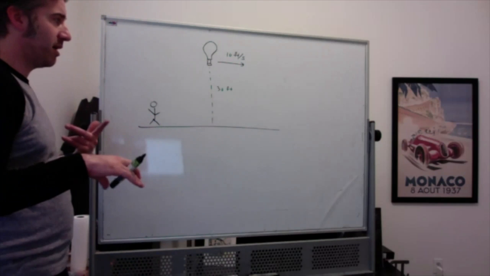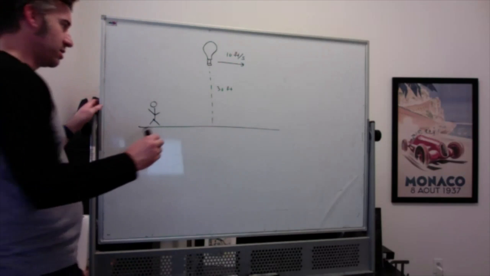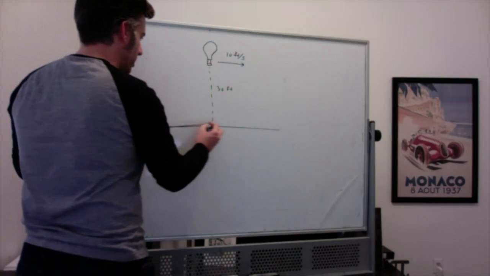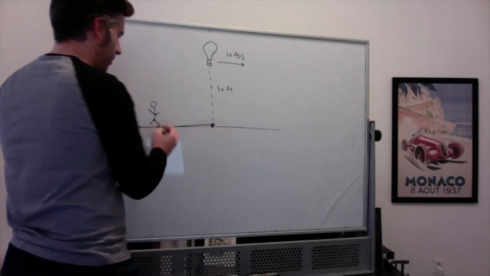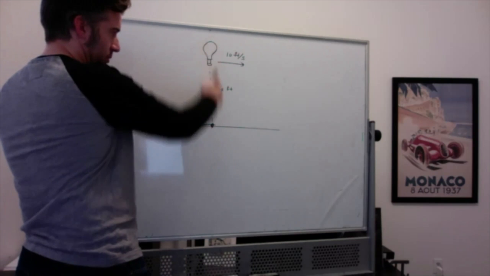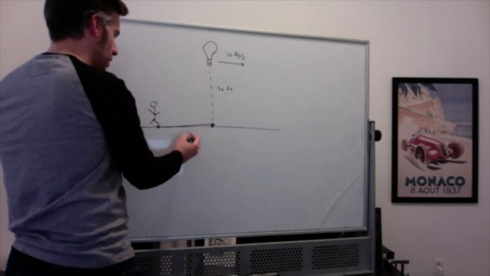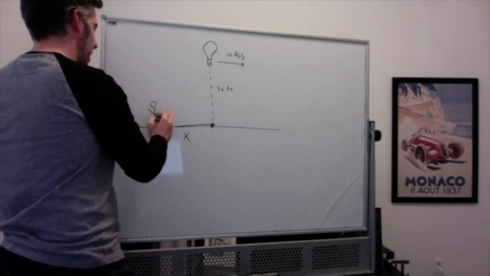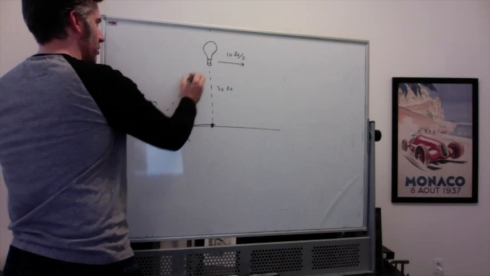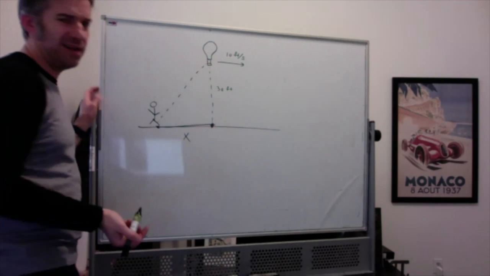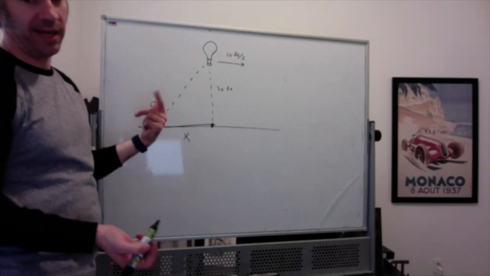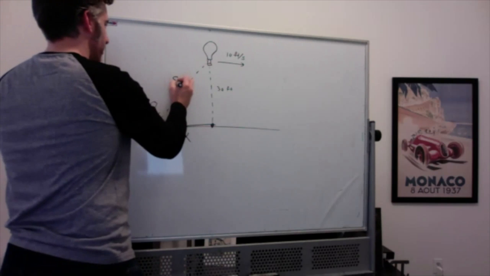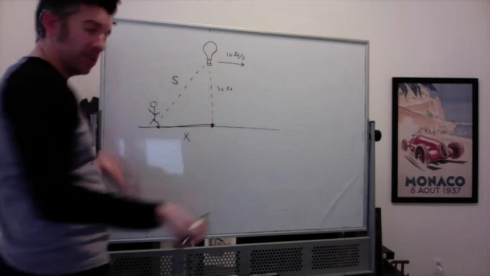So before we start answering questions, we should label the things that are changing. This horizontal distance from me to the place directly below the balloon is changing. So I'm going to call that x. This diagonal distance from me to the balloon is also changing. I am usually calling my diagonal distances S. This vertical distance is not changing though, it's 30 feet.